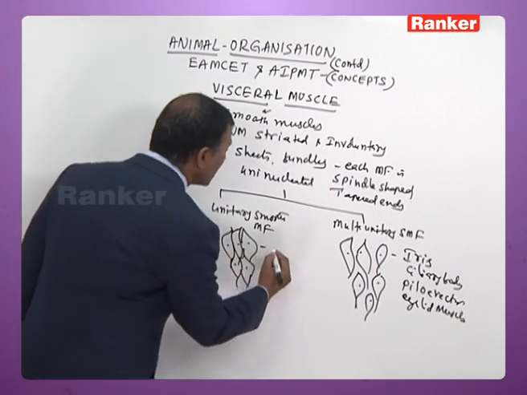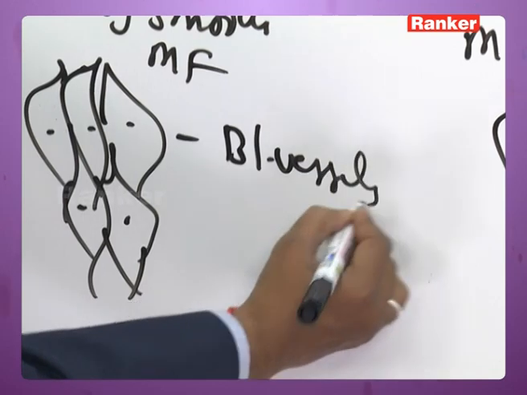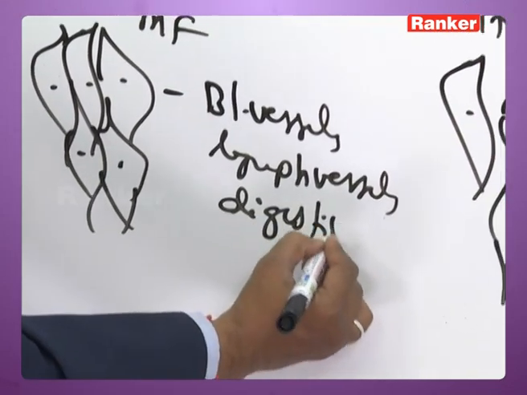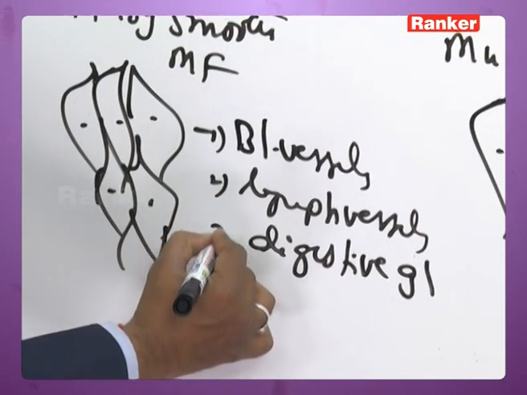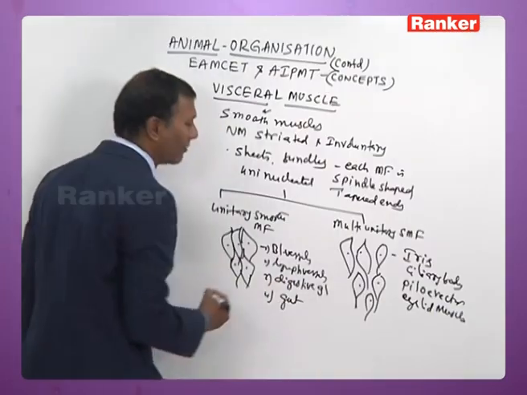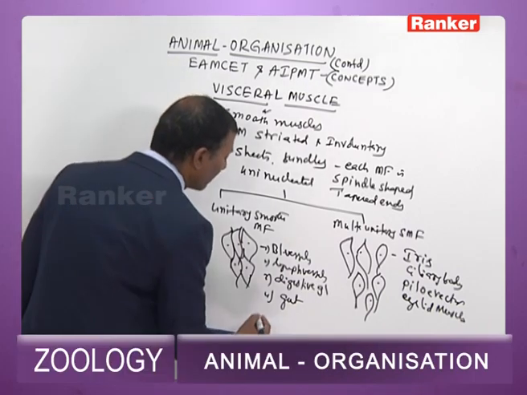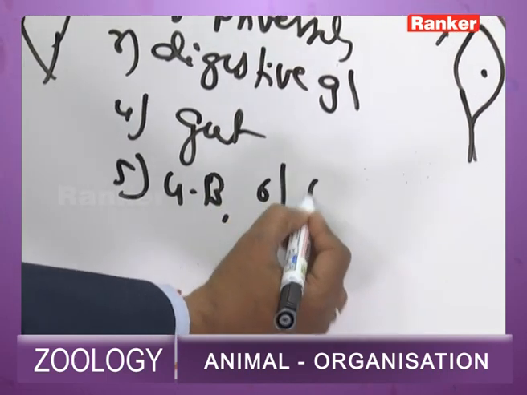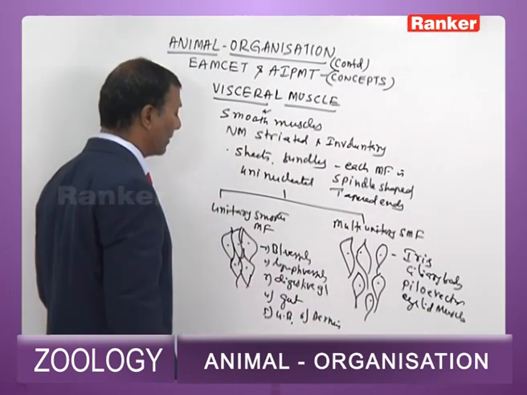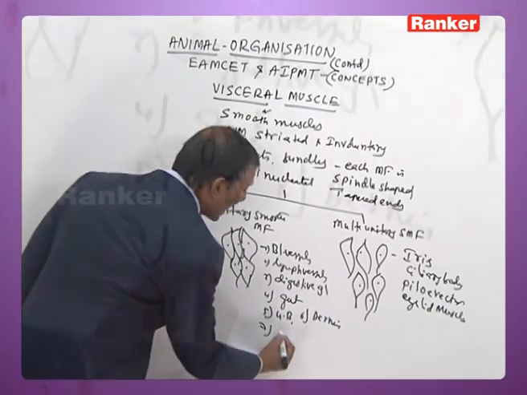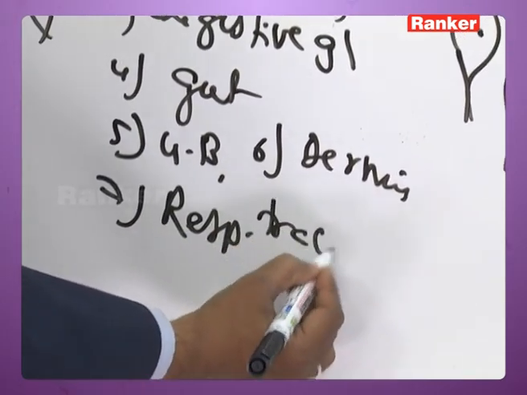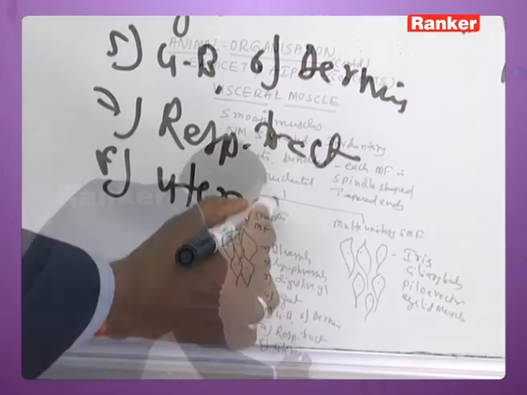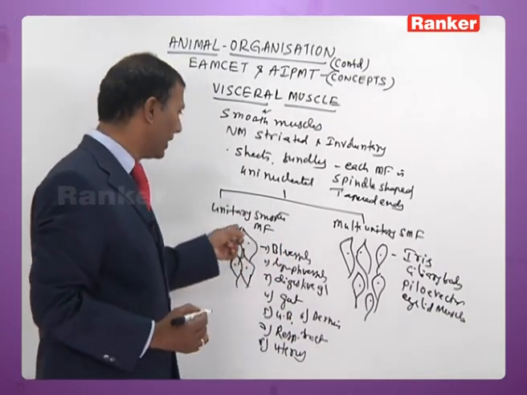All other smooth muscles, like the muscles present in blood vessels, lymph vessels, digestive glands and their ducts, then the alimentary canal from the mid part of the esophagus to the rectum, then urinary bladder, dermis of skin, then the respiratory tract, then uterus. So all these belong to unitary smooth muscle fibers.